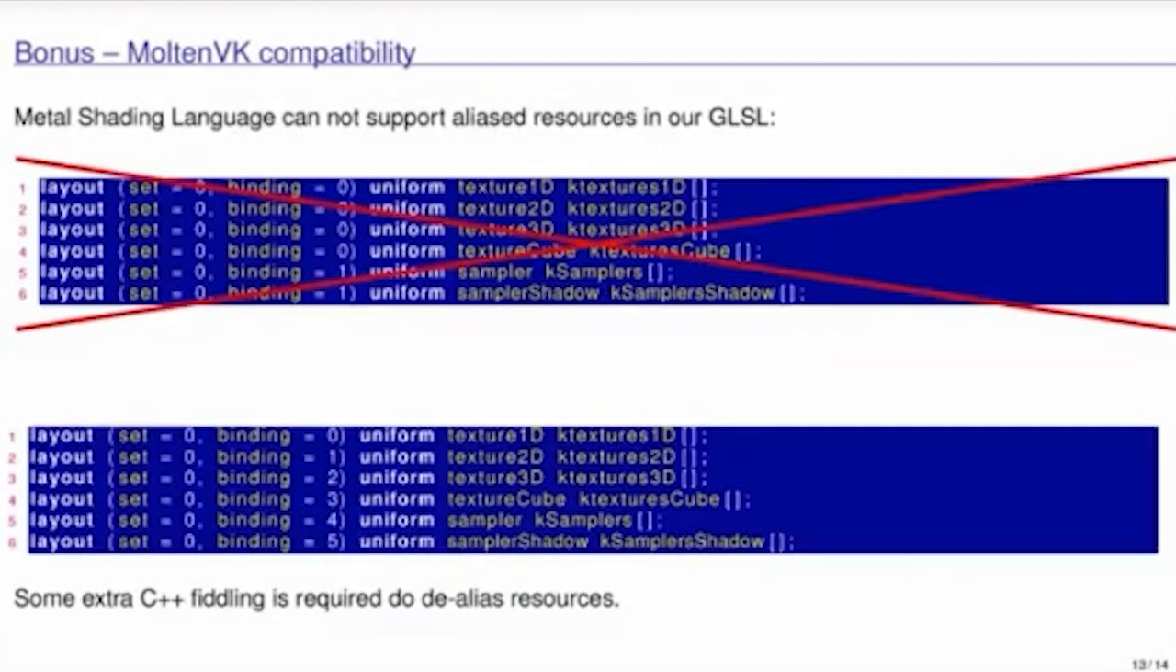However, this limitation can easily be addressed by de-aliasing descriptors and using separate binding points for each resource type, such as 1D textures, 2D textures, cube maps, and so on, including different binding points for texture arrays of different types. While this approach is straightforward to implement, it requires more code on the C++ side to manage the de-aliased descriptor sets.